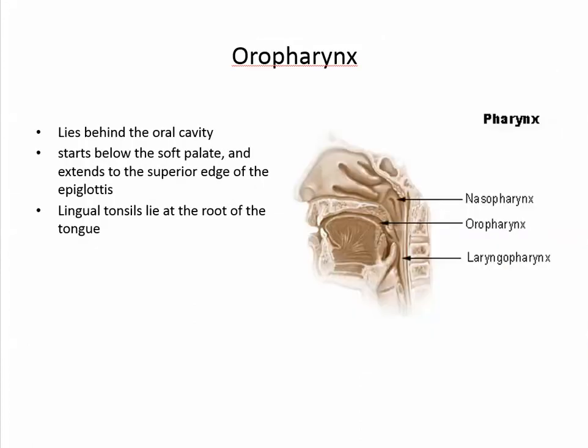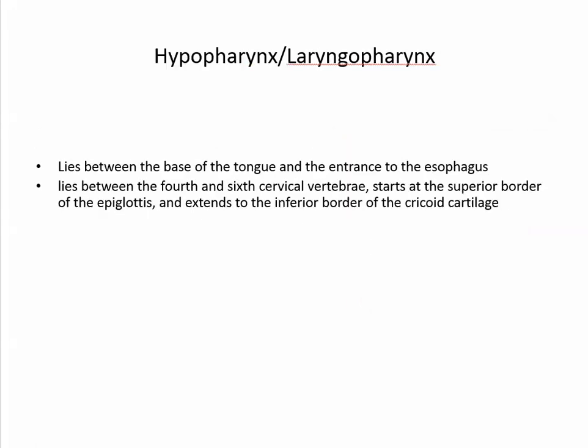The oropharynx lies behind the oral cavity and starts below the soft palate and extends to the superior edge of the epiglottis. The lingual tonsils lie at the root of the tongue on either side. The hypopharynx or the laryngopharynx lies between the base of the tongue and the entrance to the esophagus and lies between the 4th and the 6th cervical vertebrae, starts at the superior border of the epiglottis and extends to the inferior border of the cricoid cartilage.